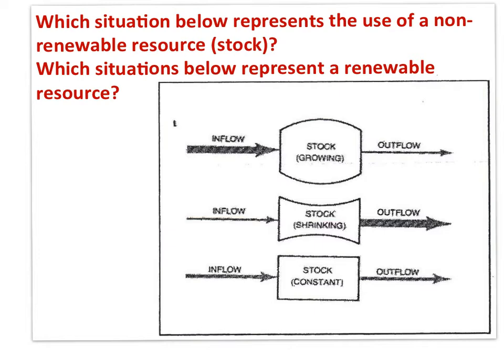Now, renewable resource use could be diagrammed by all three of these situations. Renewable resources can have smaller outputs than inputs, such that the system would grow. Fisheries can grow, forests can grow. Renewable resources can have rates of harvest equal to the rate of replacement, or renewable resources can be managed poorly, such that the rate of harvest exceeds the rate of replacement.